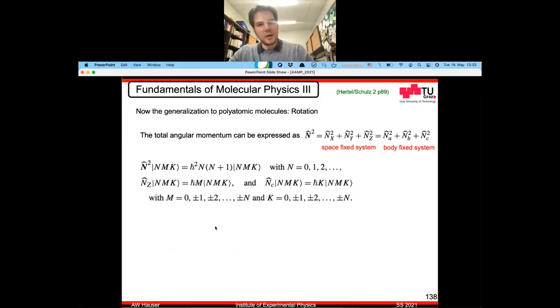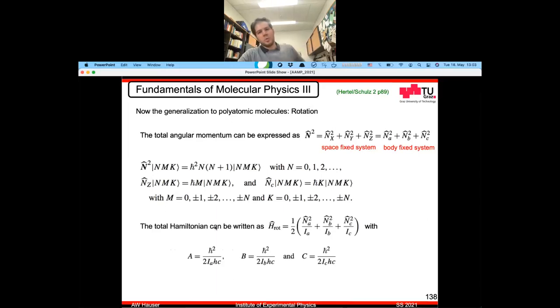And as usual, we have this variation. If we have n, then we have 2n plus 1 possible orientations of this quantized vector going from minus n to n. Same for m and for k.